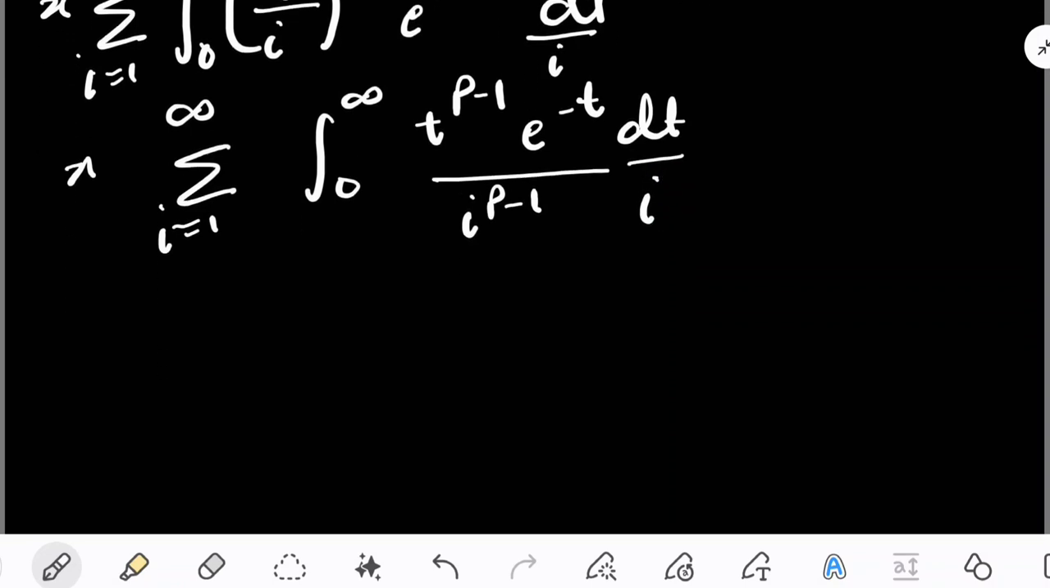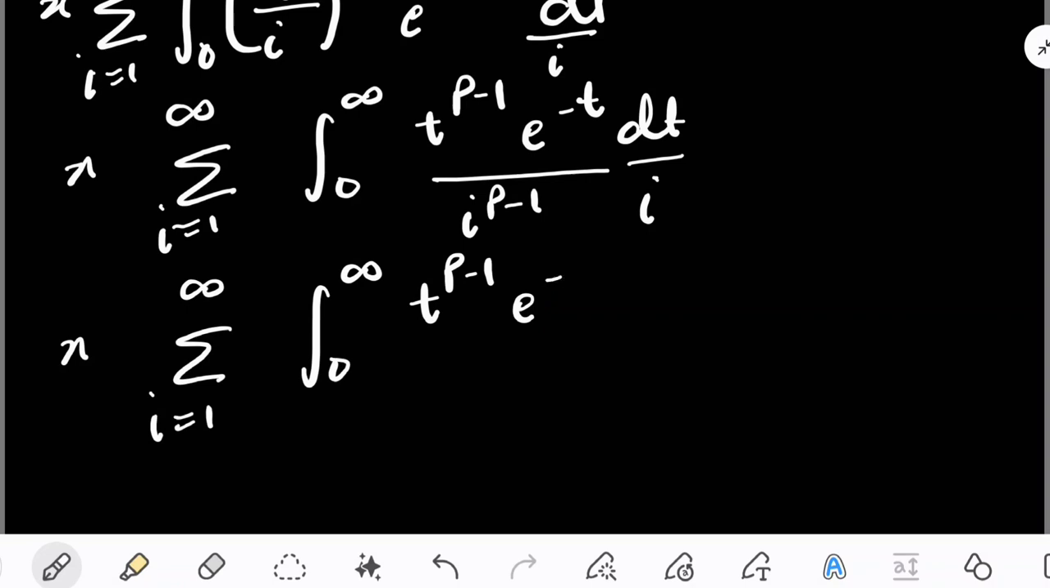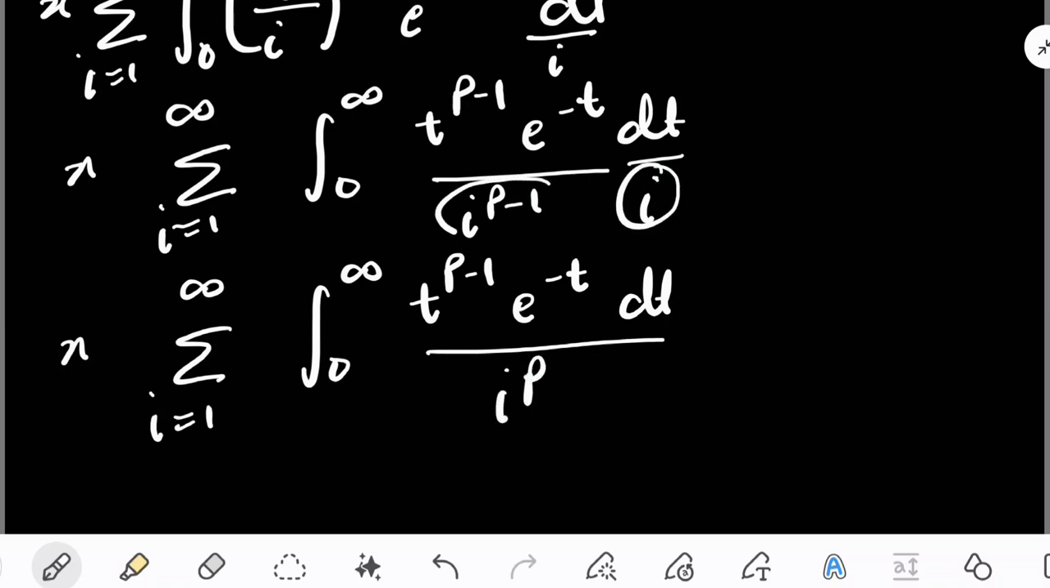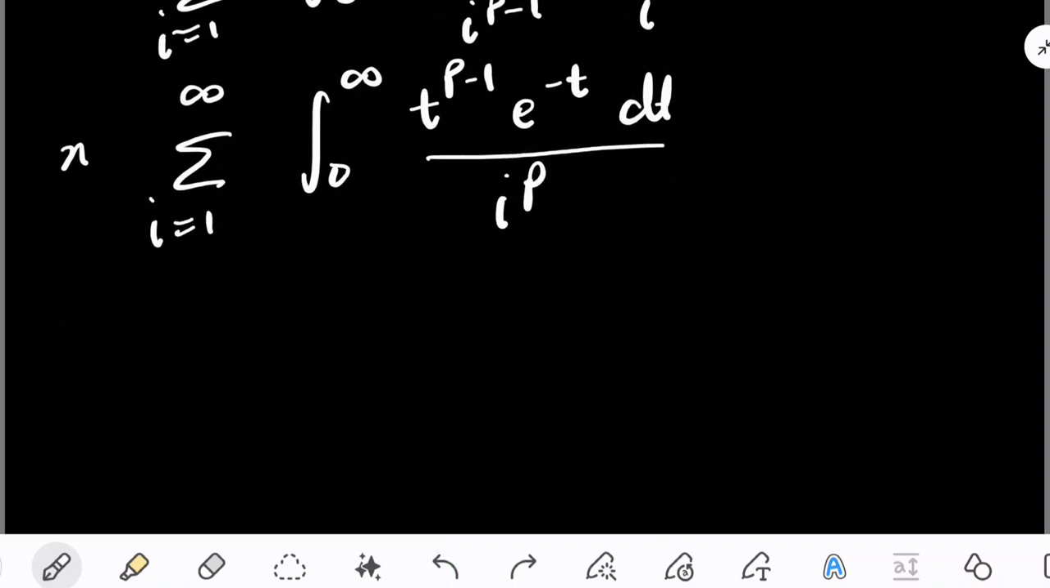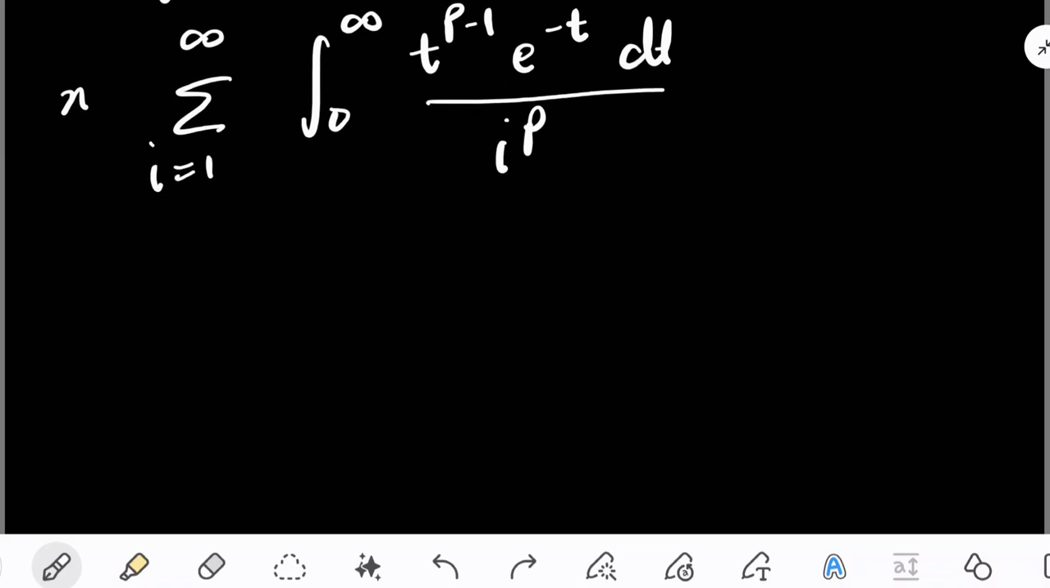Okay, so this is equal to the summation from i is equal to 1 to infinity of the integral 0 to infinity of t raised to the power p minus 1 e raised to the power negative t dt, and what is i into i raised to the power p minus 1? It is simply i raised to the power p, right? This multiplied by this. I hope you all are understanding it. Now i raised to the power p is a constant with respect to t, right?